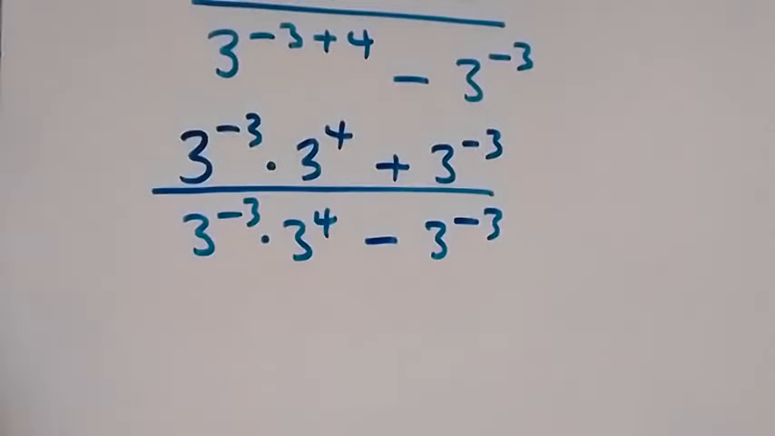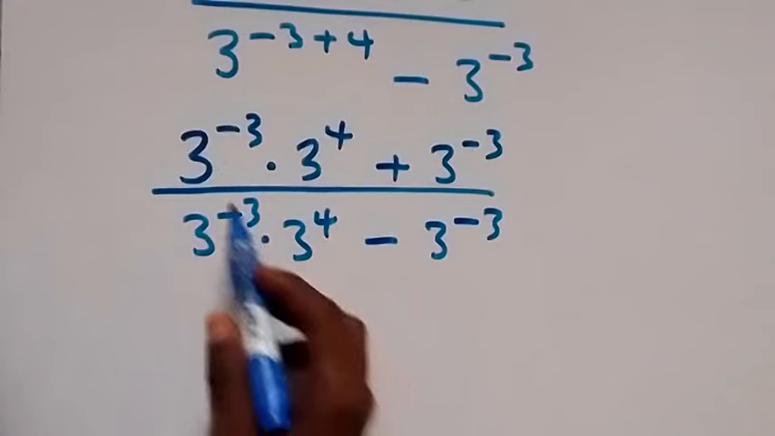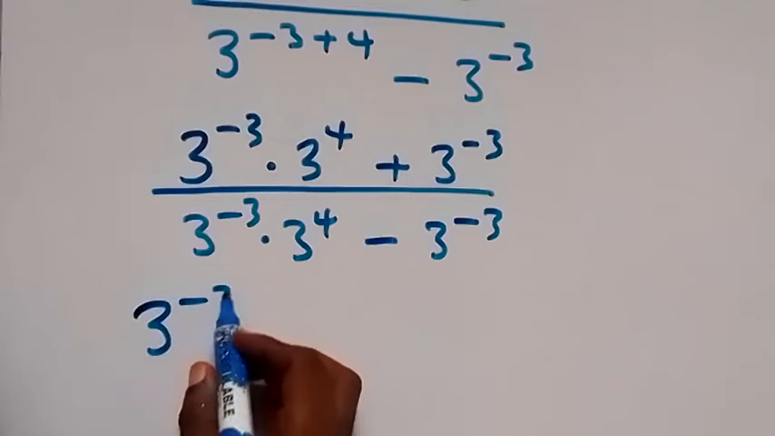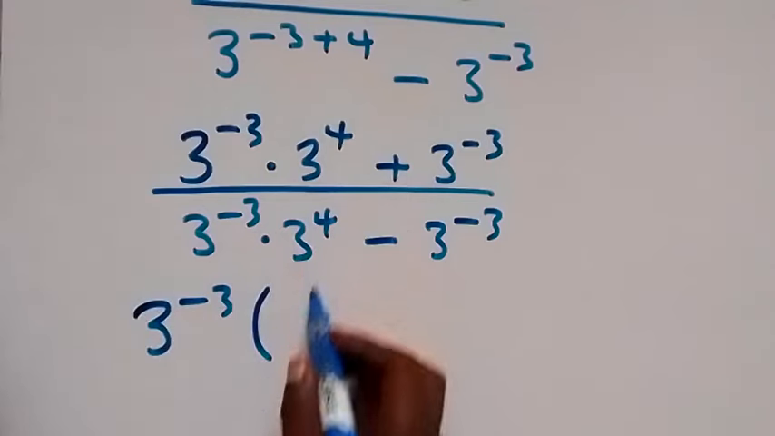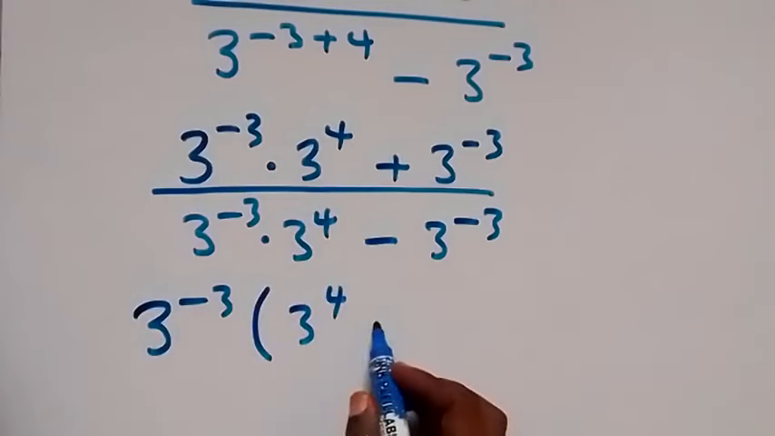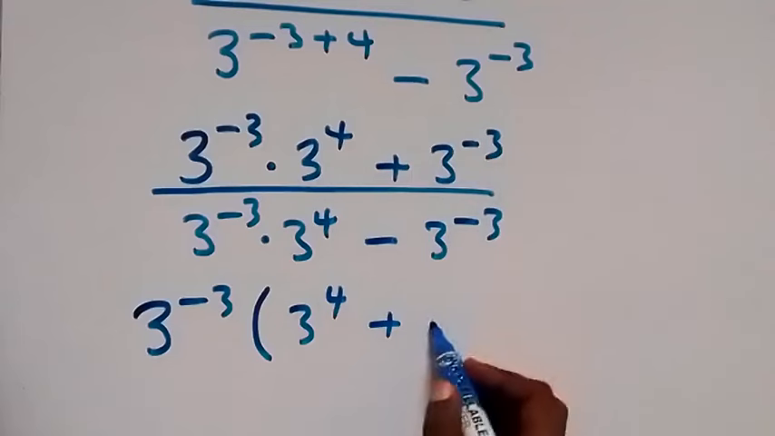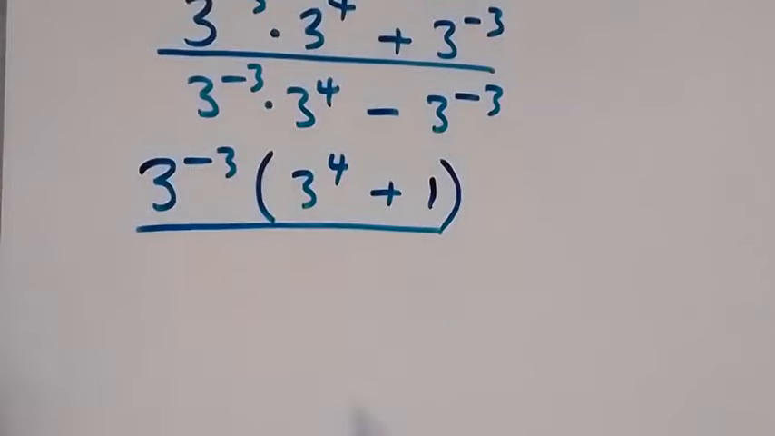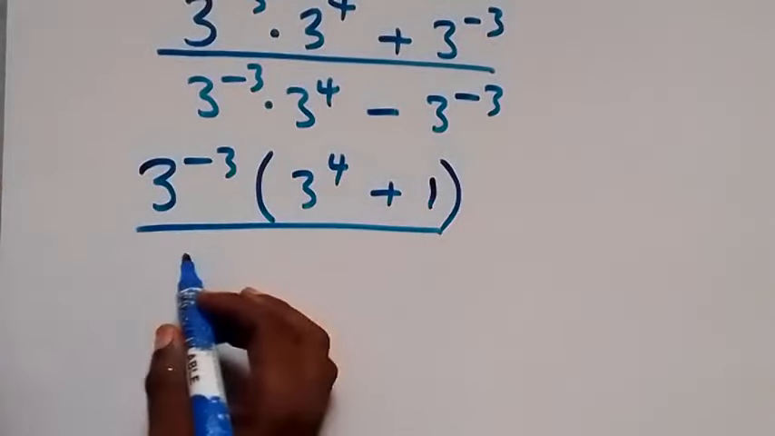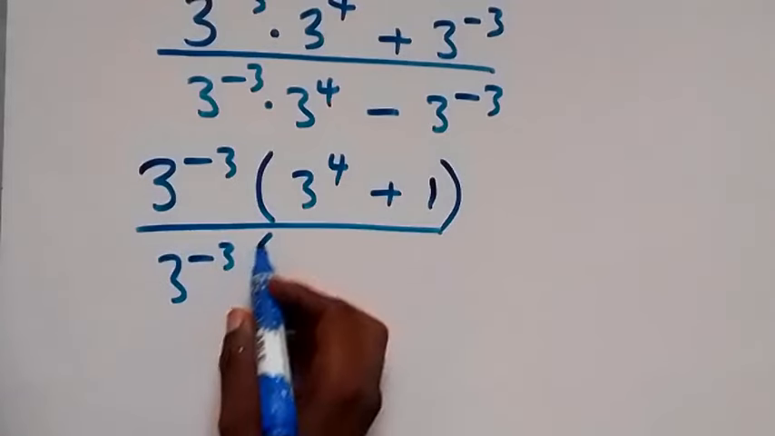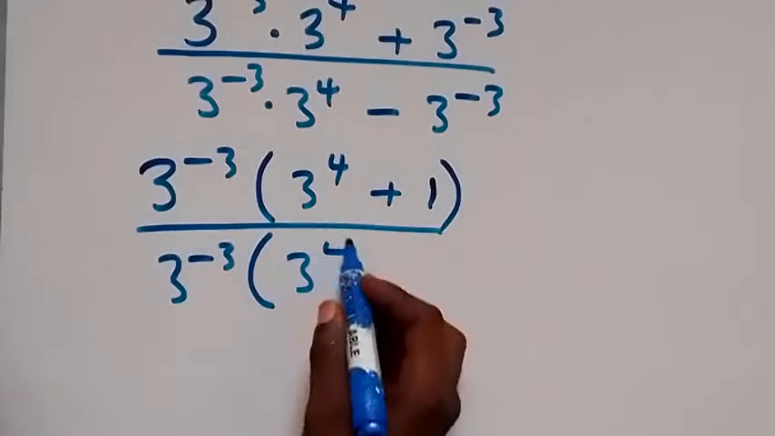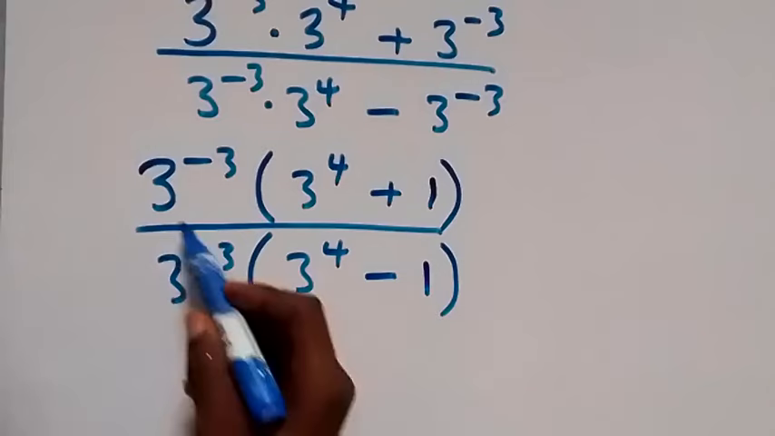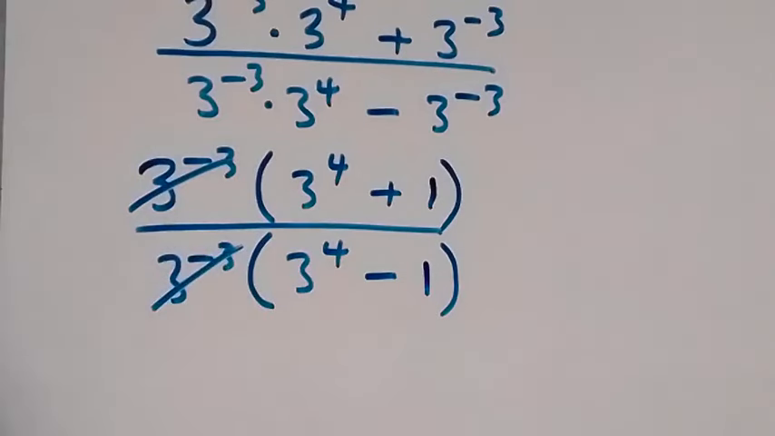Then from here we have 3 raised to the power -3 common, so we factor it out. We have 3 raised to the power -3 into bracket, 3 raised to the power 4 left here, then plus 1 will be left here, then divided by, also from the denominator, we factor 3 raised to the power -3 out. What is left here as well is 3 raised to the power 4, then minus, what is left here is 1. Then 3 raised to the power -3 will cancel out.